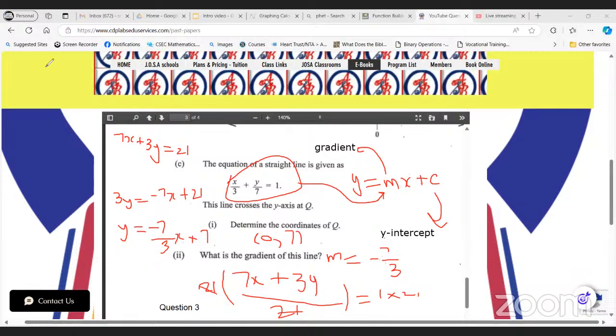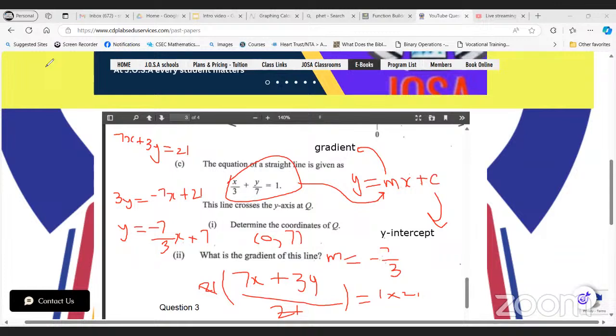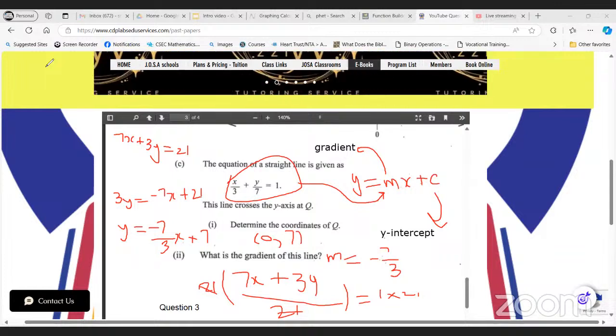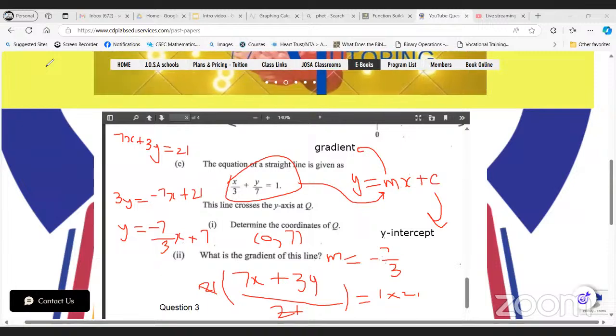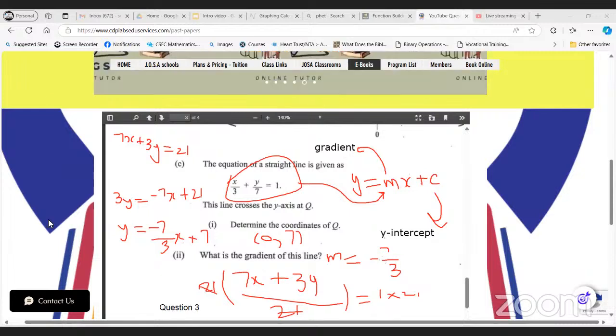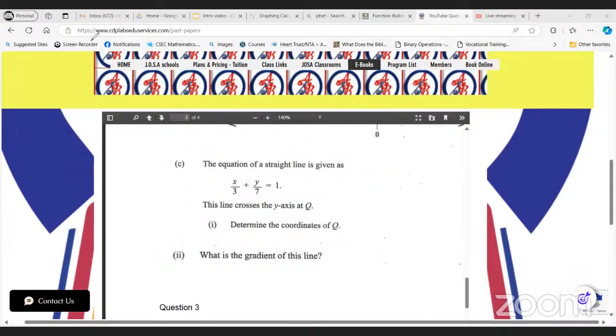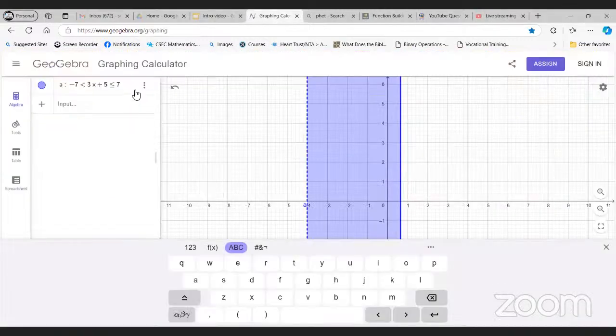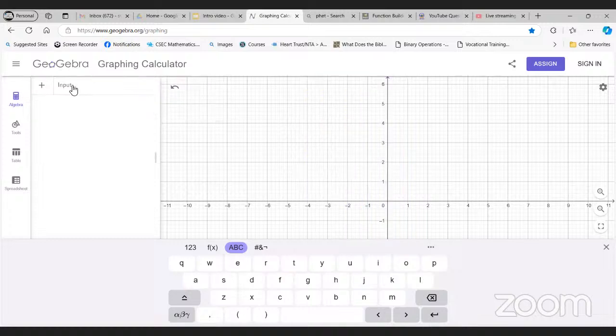All right, so we're going to use the graph now to prove it. So now we have both our answers there. But let's see if we can prove this wrong or right using the graph. Let's go to GeoGebra. It's called a graphing calculator, right? Okay. So let's write it how they gave it to us first of all.